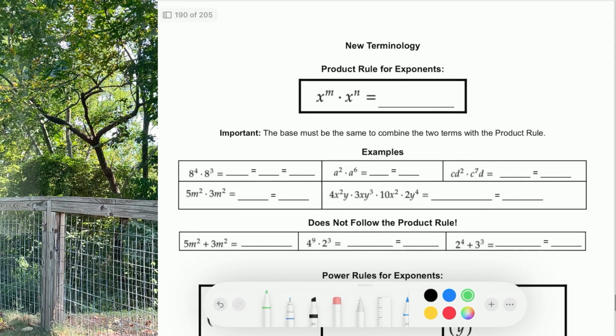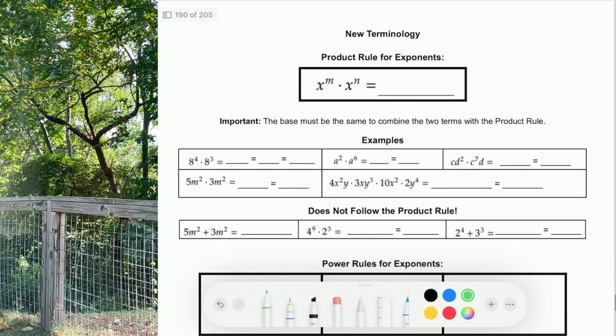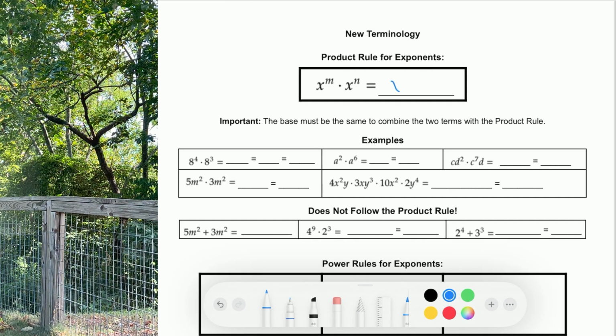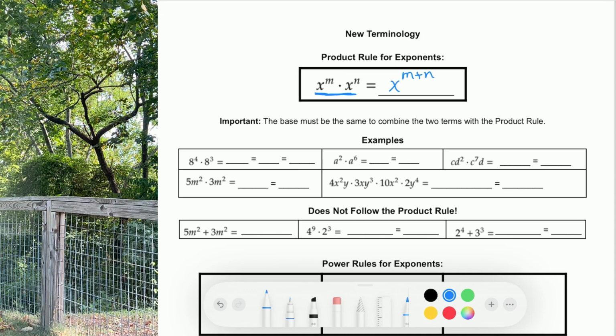All right, so we're going to look at some new terminology now. We have what's called the product rule for exponents. The product rule says that x to the power of m times x to the power of n equals x to the power of m plus n. And all this is demonstrating is that when you have this scenario here, you're going to add your exponents together, okay? So let's look at a couple of examples.